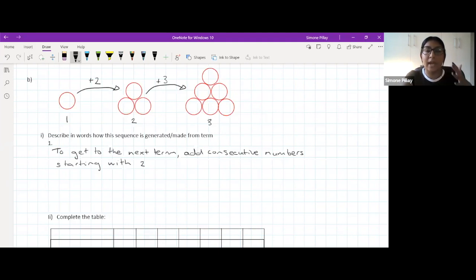So what are we doing? We're adding consecutive numbers. I started with adding 2. Next, I added 3 to get to pattern number 4 over here. What would I have done? I would have added 4. Why did I know I had to add 4? Because 4 is the next consecutive number.